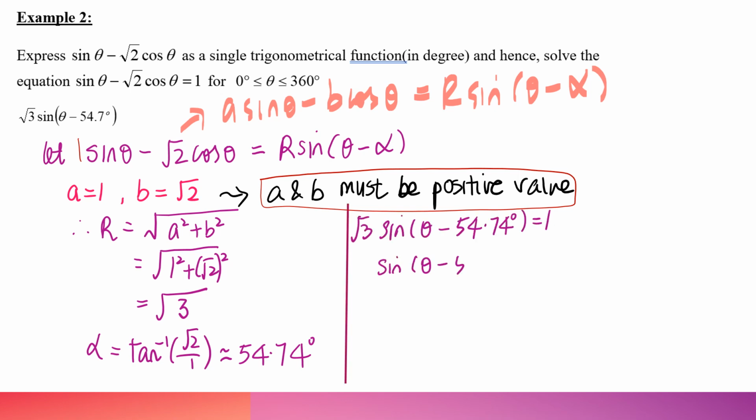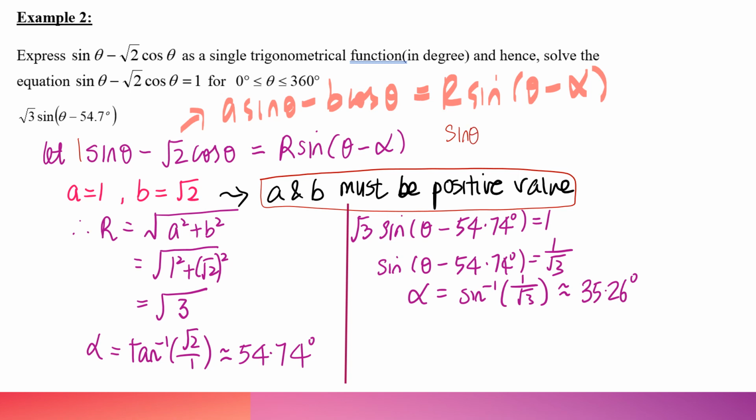So express it as a trigonometrical function. Right. It will be sine theta minus square root 2 cos theta will be equals to square root 3 sine bracket theta minus alpha, which is 54.7 degree. Right, so that is our first answer. The second answer is to apply hence to solve the equation when it's equals to 1.